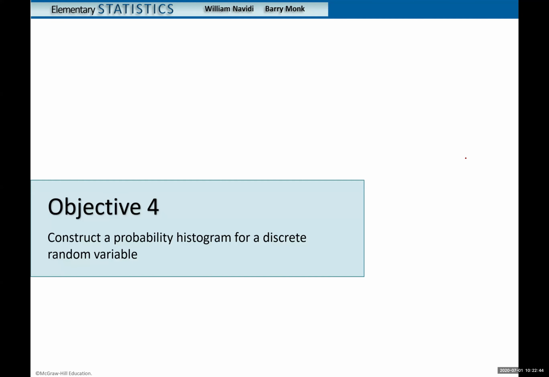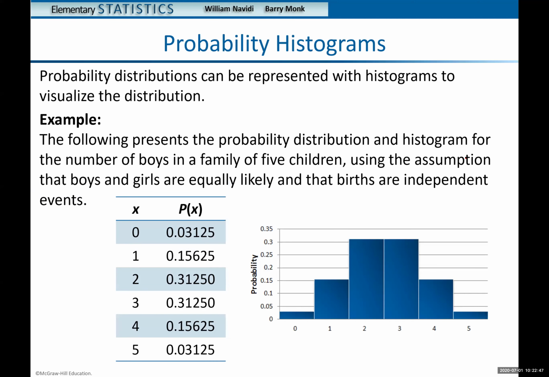Next is to construct a probability histogram with our probability distribution. Just like an example here, let's say we have the probability distribution with X and P of X. It's the same way you construct your histogram. Let's say probabilities are your y-axis. So 0.03125 is the first bar here, then 0.15625, 0.31250, and the last one is 0.125.